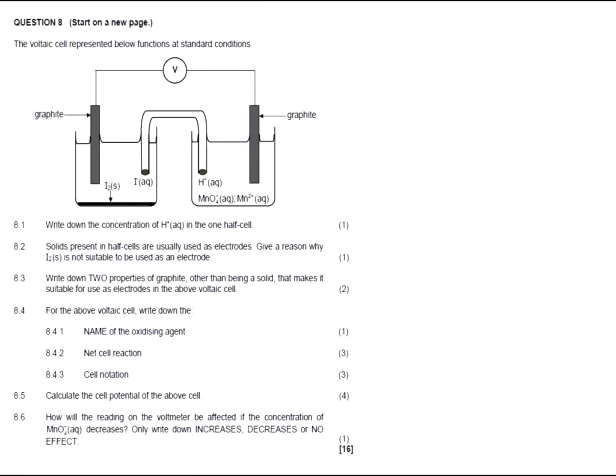Okay, so we have another question 8. It says the voltaic cell represented below functions at standard conditions. Then they say, write down the concentration of the hydrogen ion in the one cell half reaction. Now, the hydrogen ion, we can see that it is part of the electrolyte there. So it forms part of the electrolyte. Therefore, it also has to have a concentration of 1 mole per dm cubed. So we must just write 1 mole per dm cubed, right? So it operates under standard conditions.